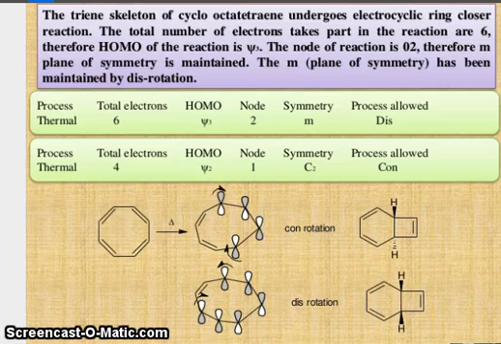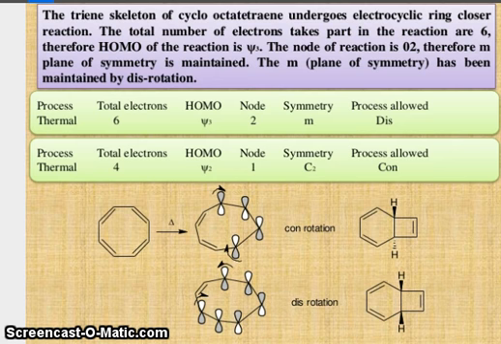So the triene skeleton of cyclooctatetraene undergoes electrocyclic ring closure reactions. The total number of electrons taking part in the reaction is 6. Therefore, the HOMO of the reaction is psi 3. The number of nodes is 2. Therefore, the M plane of symmetry is maintained. The M plane of symmetry is maintained by this route. The process: total electrons 6, HOMO psi 3, nodes 2, symmetry M.